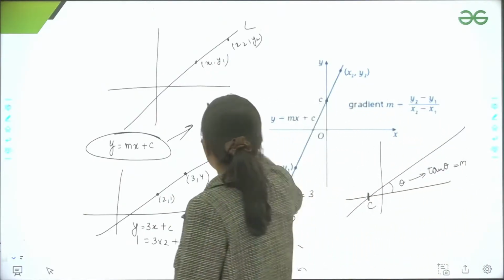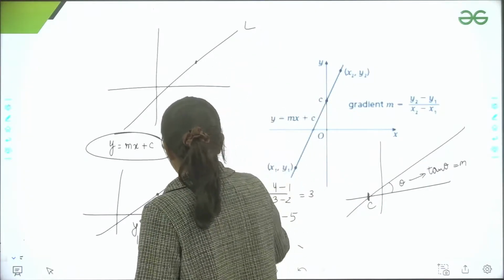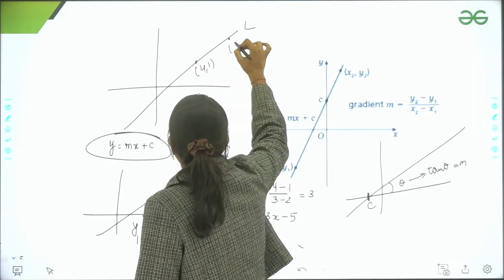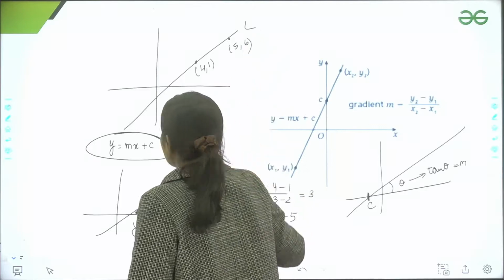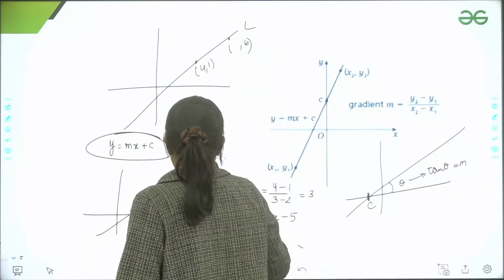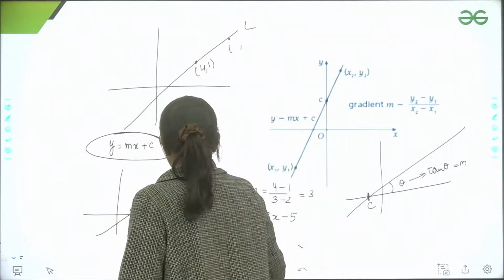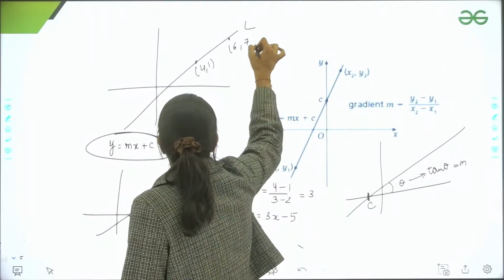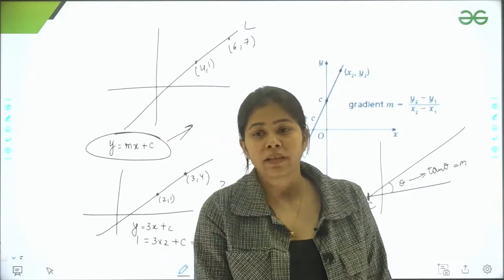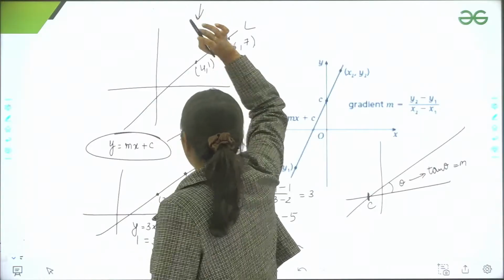Let's take one example. I am writing one example here so that you can find the equation of a line. Let's suppose we have been given (4, 1) and (5, 6). Let's say 6, 7 instead, sorry. Just find the equation of a line for these two points.